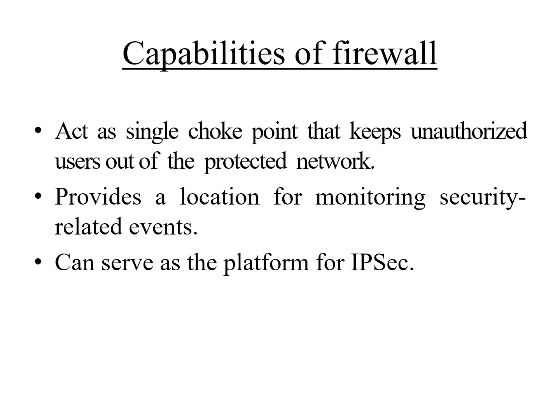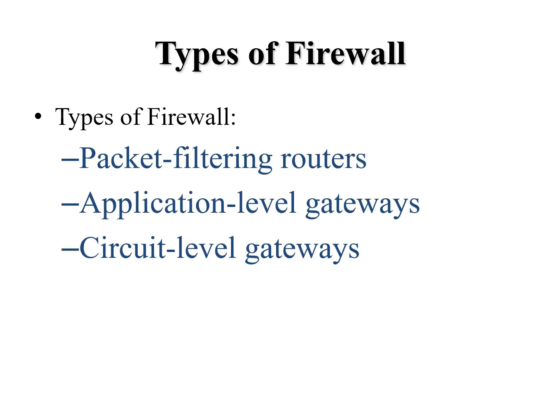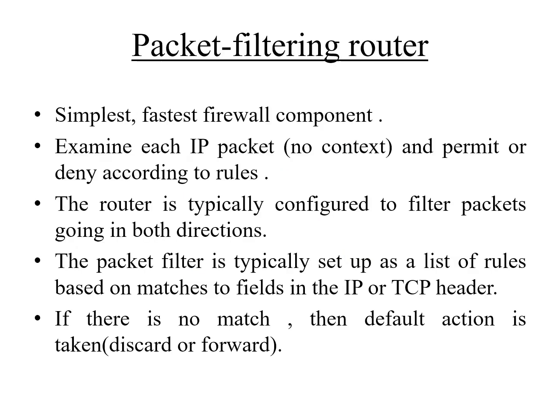Next are the capabilities of a firewall. It acts as a single point that keeps unauthorized users out of the protected network, provides a location for monitoring security-related events, and can serve as a platform for IPsec. Types of firewalls: there are three types of firewalls: packet filtering routers, application level gateways, and circuit level gateways.